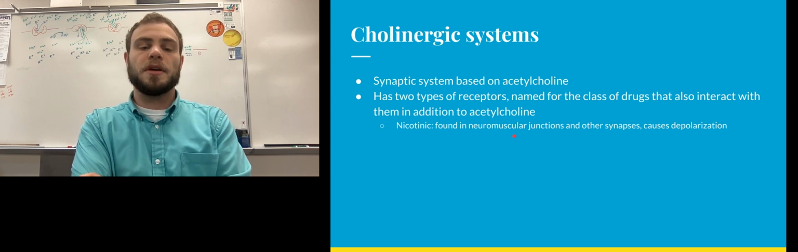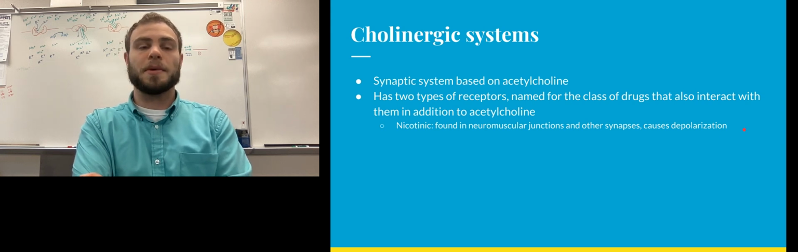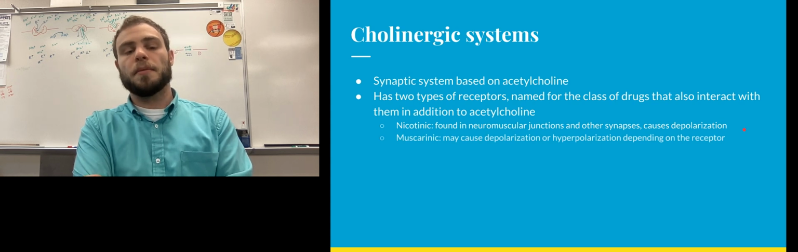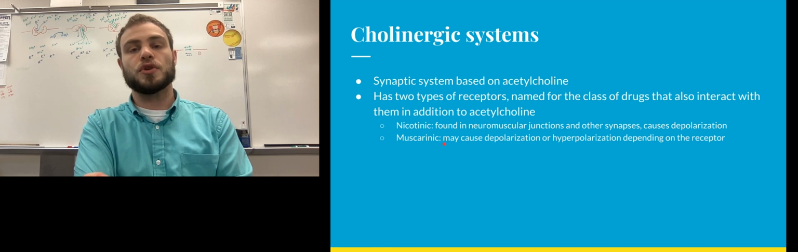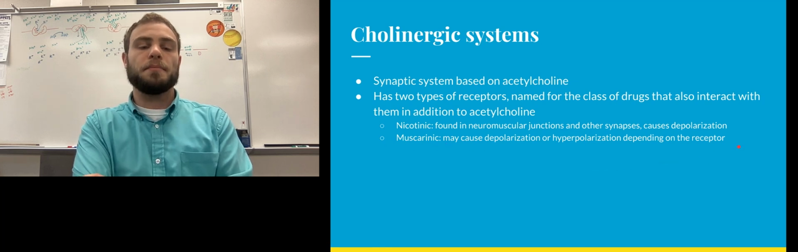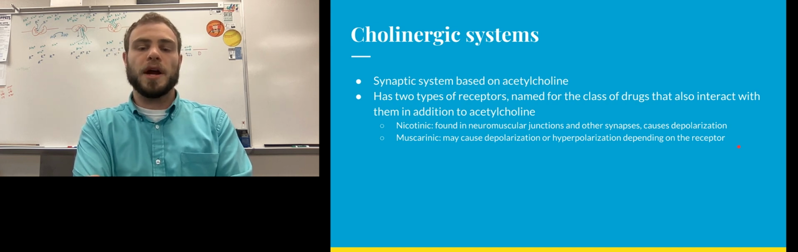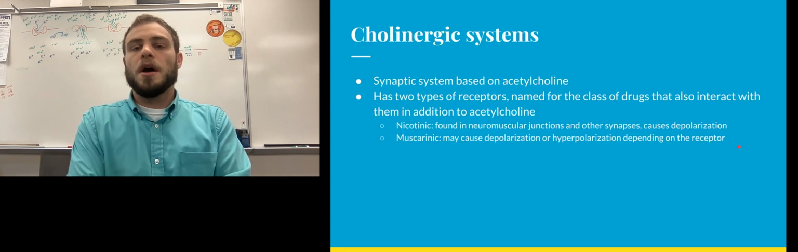The first being a nicotinic, which is going to be the kind that's found in neuromuscular junctions as well as some other synapses, and it's going to cause depolarization, so becoming less negative. You also have muscarinic. Nicotinic, you probably figured out, is with nicotine. Muscarinic is going to be associated with certain mushrooms. But muscarinic receptors may cause depolarization or hyperpolarization depending on where we're at, what kind of receptor we're dealing with. There's several different categories of muscarinic receptors.